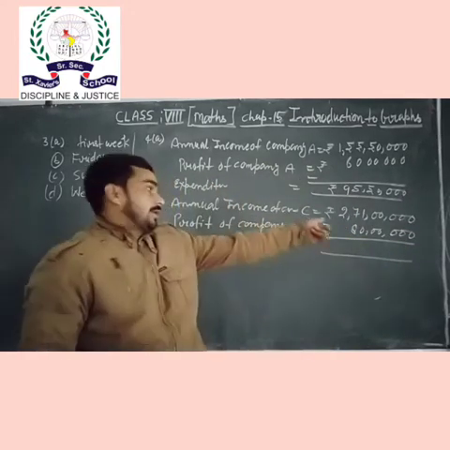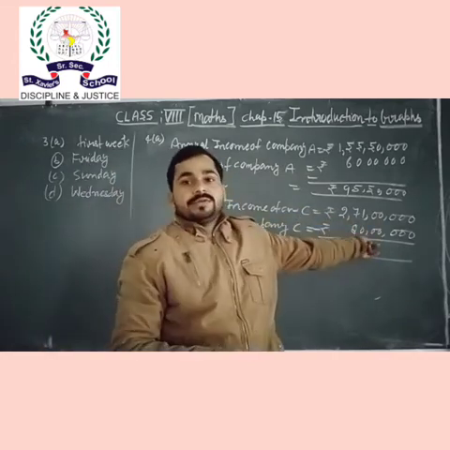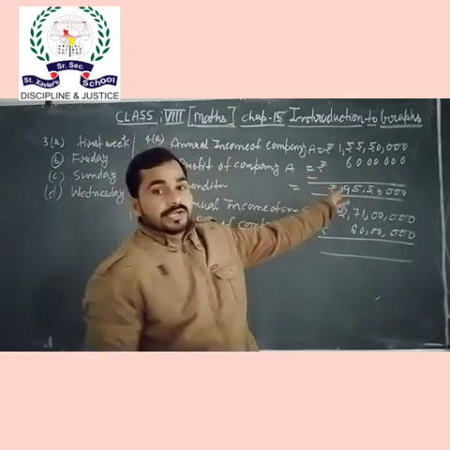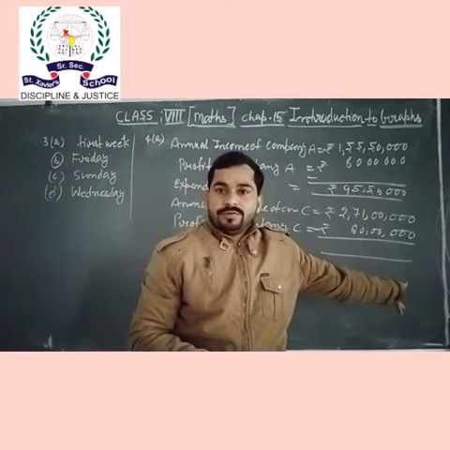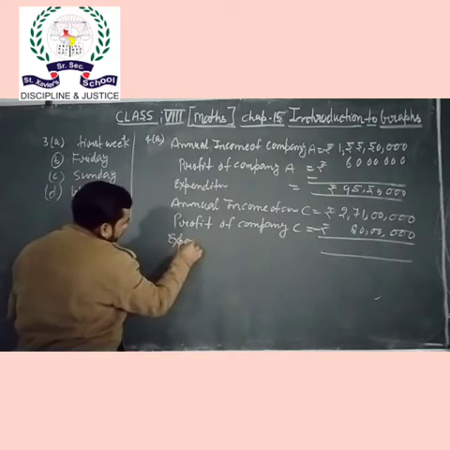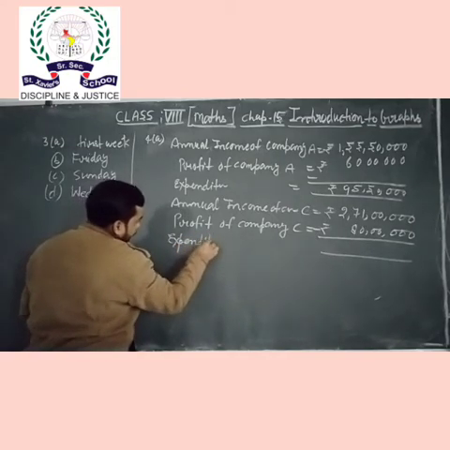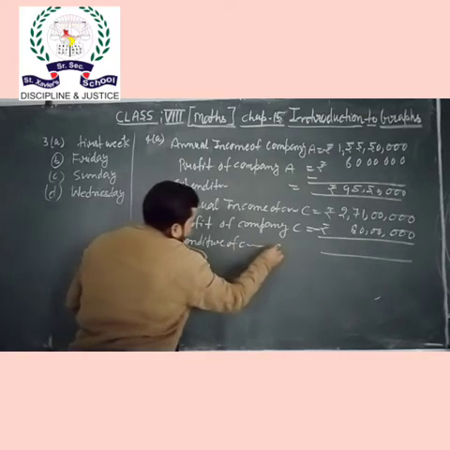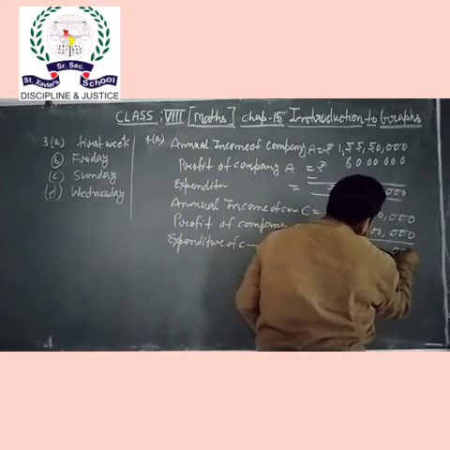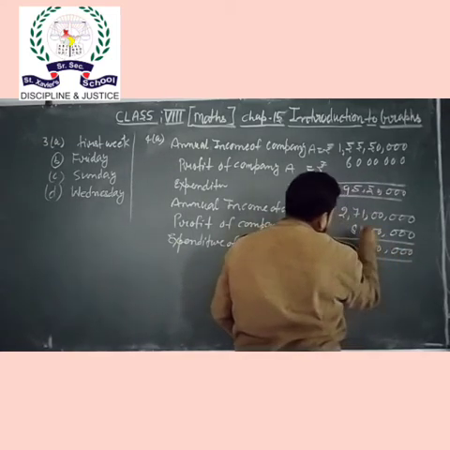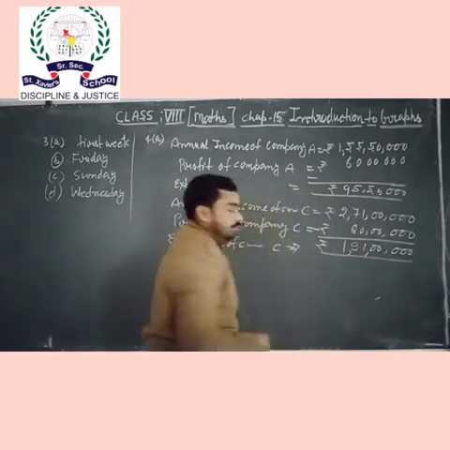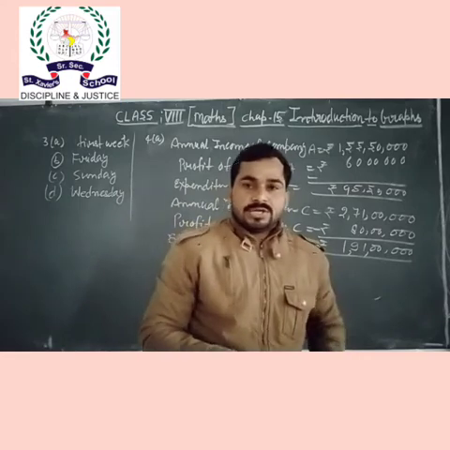So again, income is given and profit is given. You have to find the expenditure of company C. So same process, when we subtract profit from income, we get expenditure. So expenditure of company C is equal to, subtract, 3 zeros, 2 zeros, 1, 17 minus 8, 9, 1. 1 crore 91 lakh, that is the expenditure of company C.